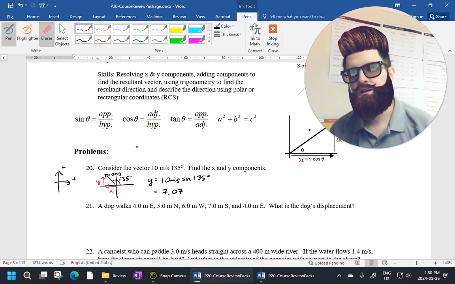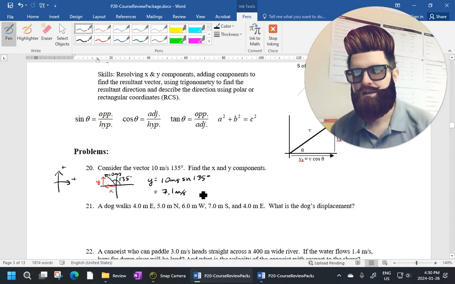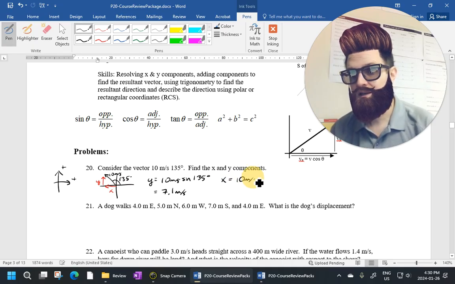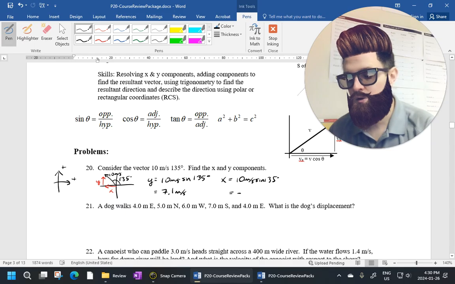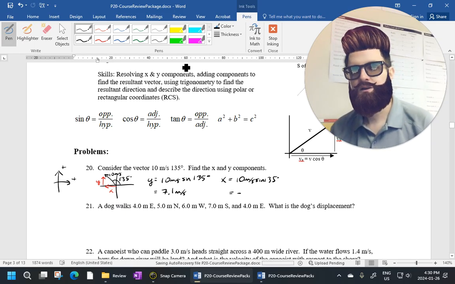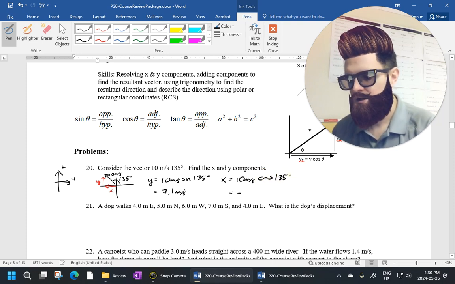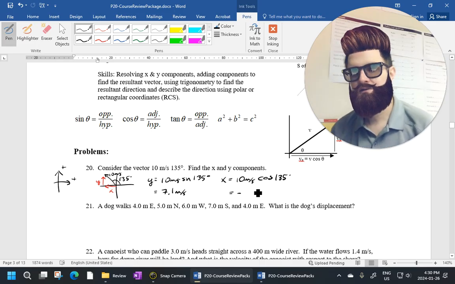I need 2 seconds. Okay, and the x component will end up being negative, and the calculator will spit out a negative number. We know it's supposed to be negative, and it will be negative. 10 cos, I should probably change that right away. 135, right? Not 35. What was I thinking? Oh, actually, I said 135. Cos 135. Okay, so 10 cos 135. Well, yeah, a negative number.